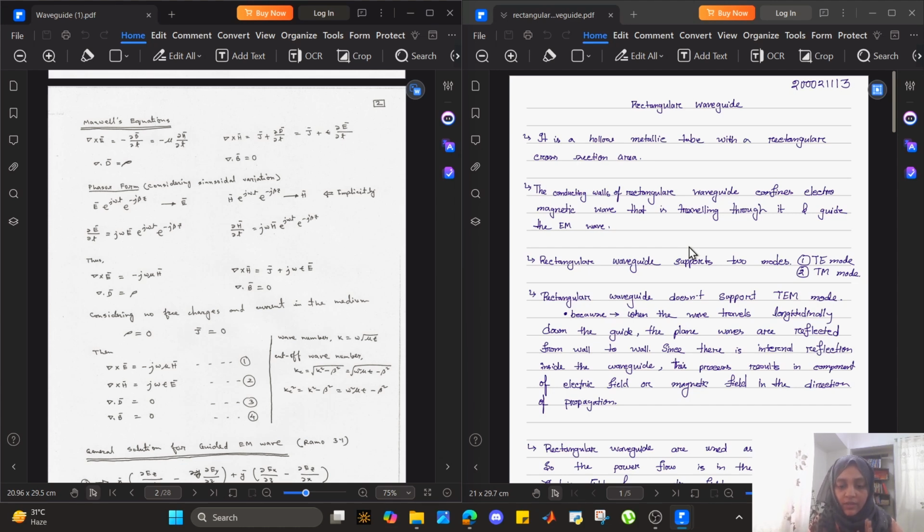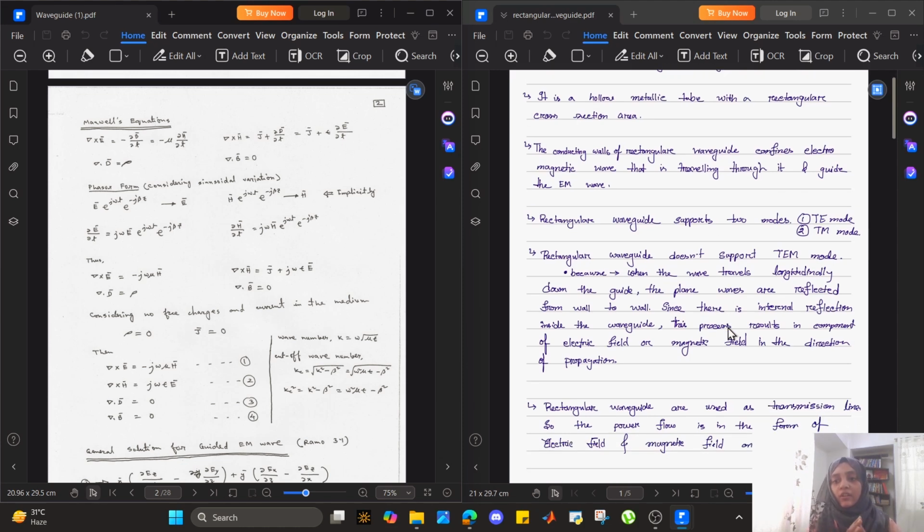Similar to the parallel plate waveguide, the rectangular waveguide supports two types of mode, that is TE and TM mode, transverse electric mode and transverse magnetic mode. Also, the rectangular waveguide doesn't support transverse electromagnetic mode, because when the wave travels longitudinally down the guide, the plane waves are reflected from wall to wall because the wall of the rectangular waveguide is made of metals. Since there is internal reflection inside the waveguide, this process results in components of electric field and magnetic field in the direction of propagation.